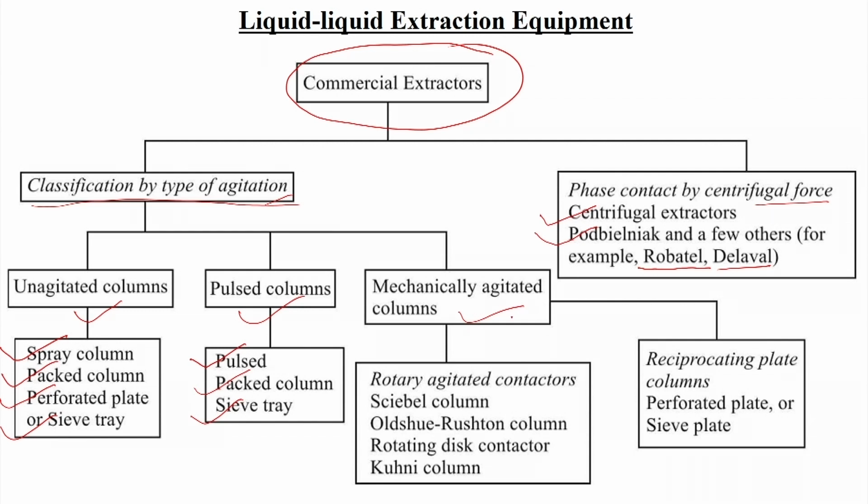Using mechanical agitation, one is the rotary agitated contactors, then Scheibel columns, which are named after the scientist, and also the Oldshue-Rushton column. Then there is the rotating disc column, which we can use in a wide range of extraction. Another is the Karr column, also named after the scientist, and the reciprocating plate column, with perforated plates.